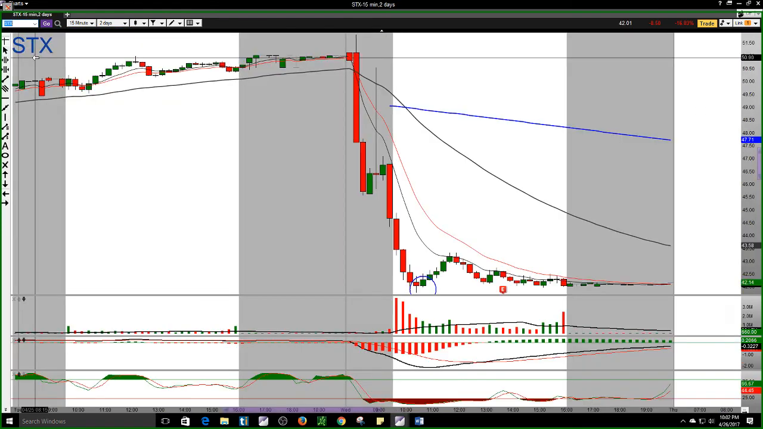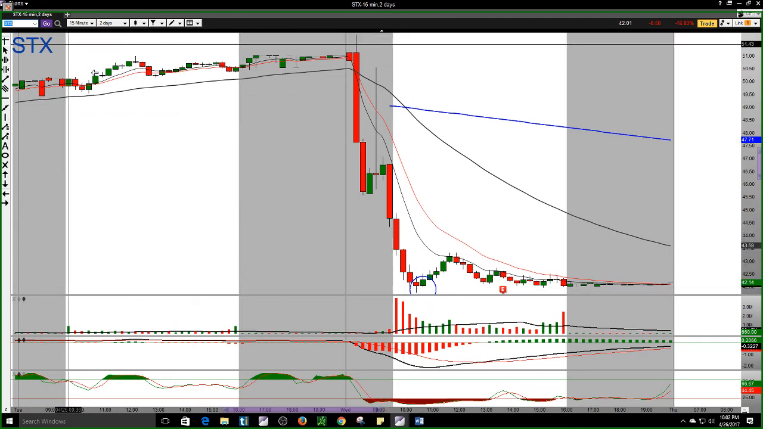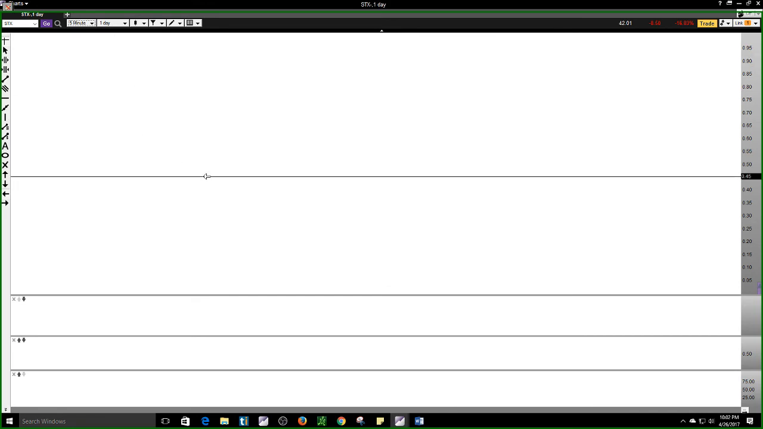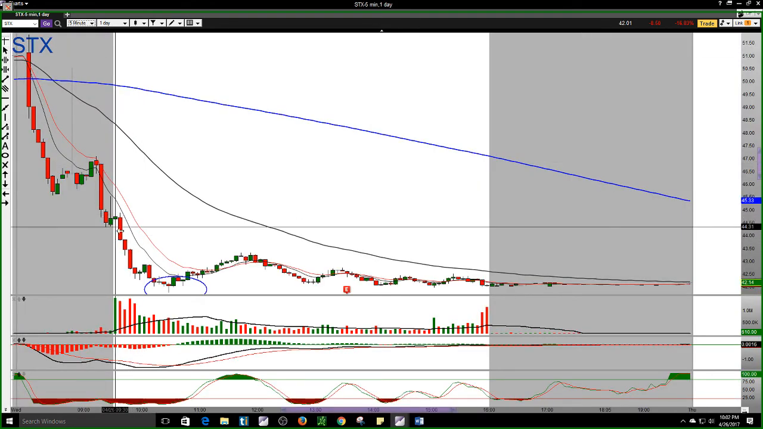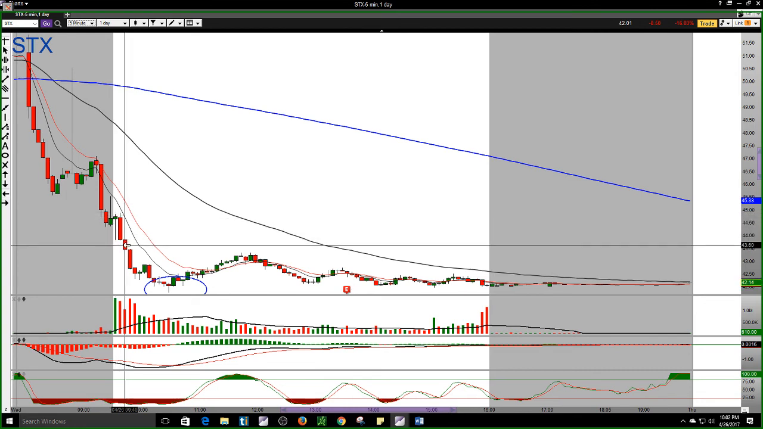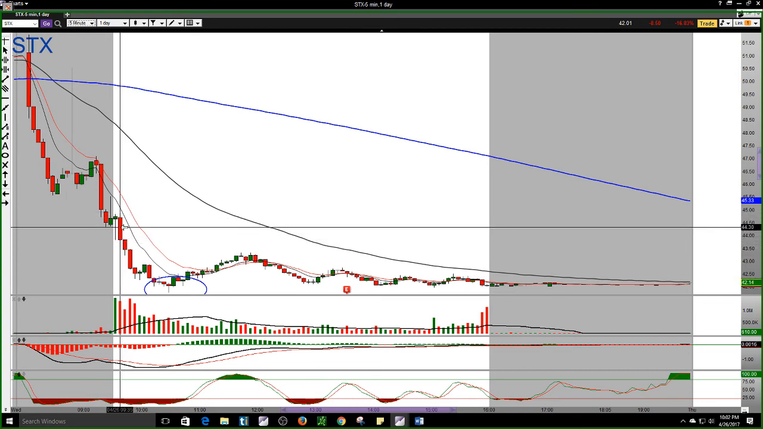Even when it was with STX this morning, I caught a nice bounce off of $44. The chart actually had a really aggressive bounce. It may not look like that much, but that chart actually bounced almost a full point. And so I did 44.50 was my paycheck. Stops at 44.25, and the chart whipped right through it, stopped me out.